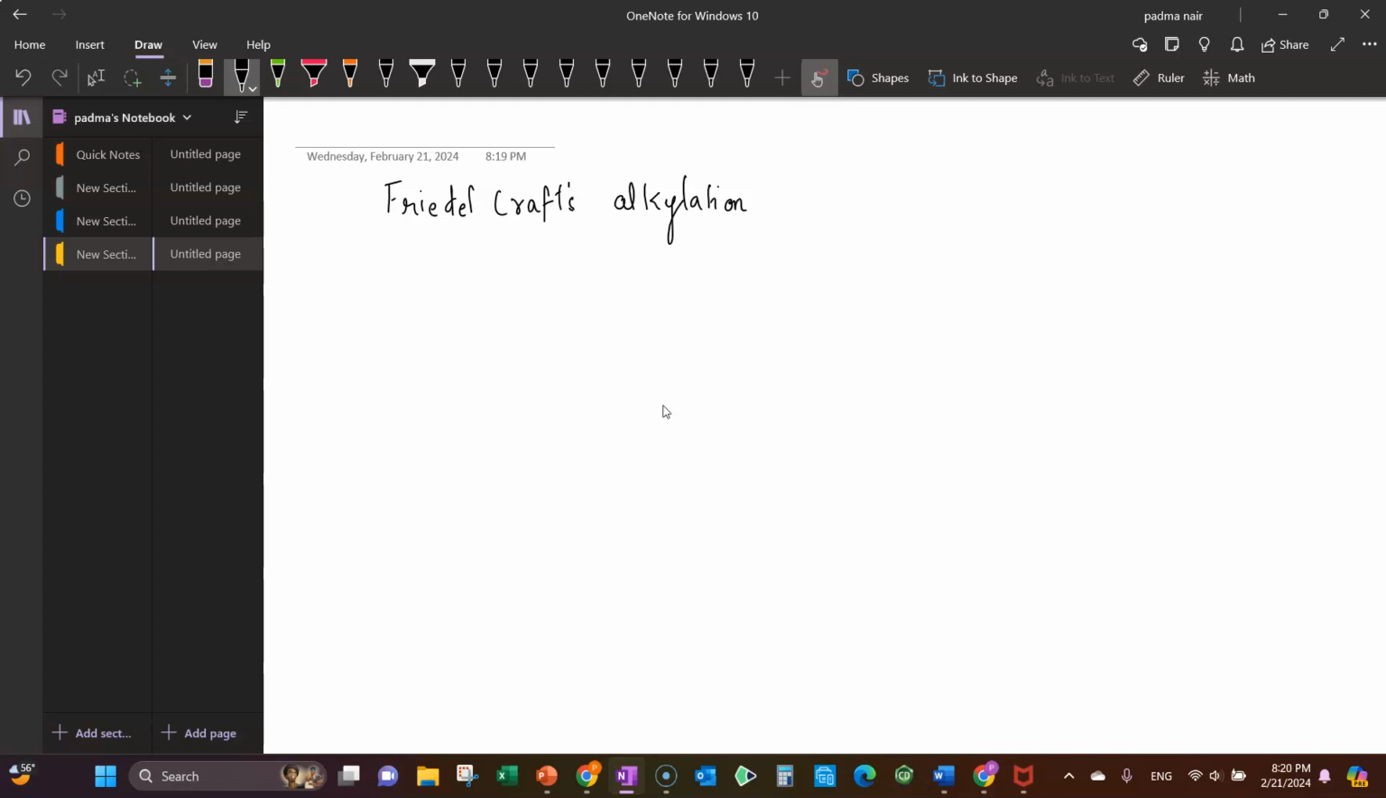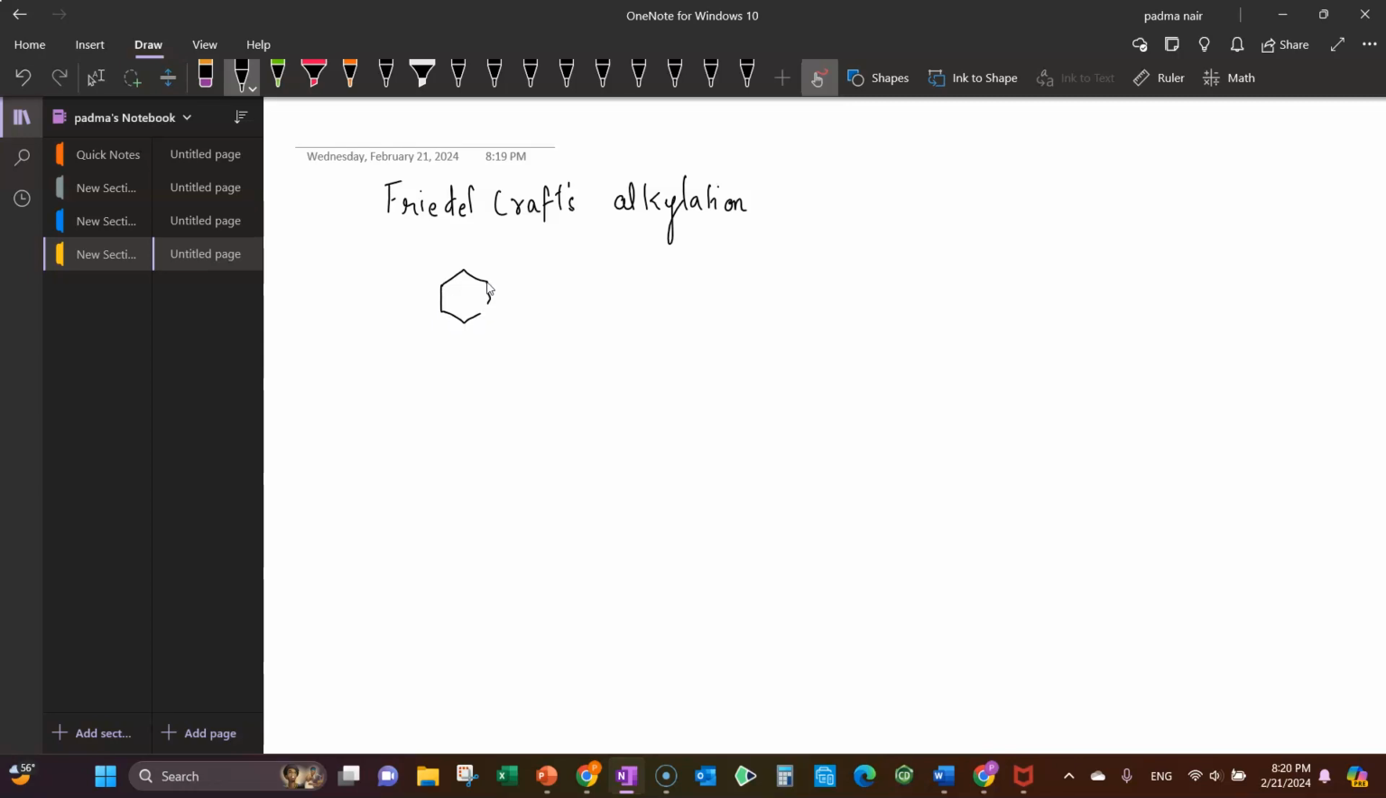In Friedel-Crafts alkylation, benzene reacts with alkyl chlorides, not acid chlorides, in the presence of a Lewis acid to give a substituted benzene. Again, an alkyl group is what is substituting in the place of hydrogen. Okay, so let's write down the overall reaction again.